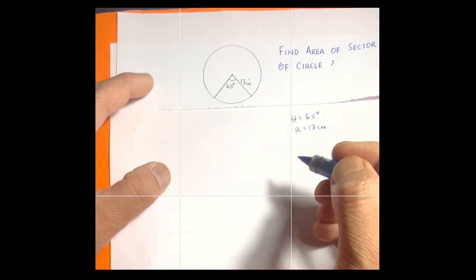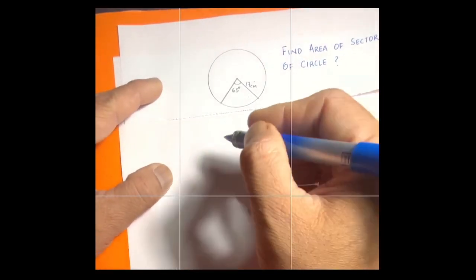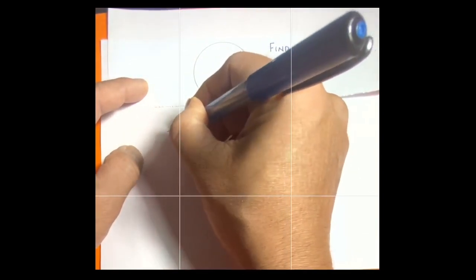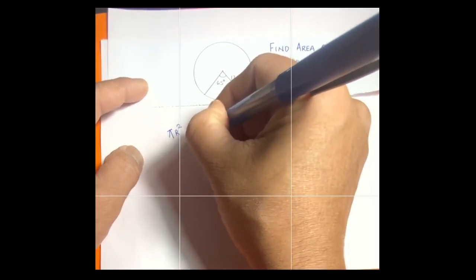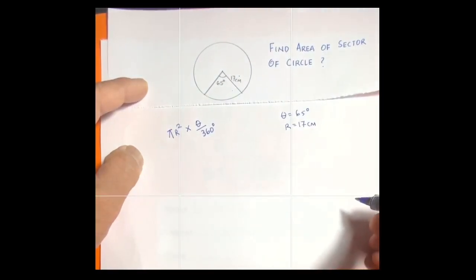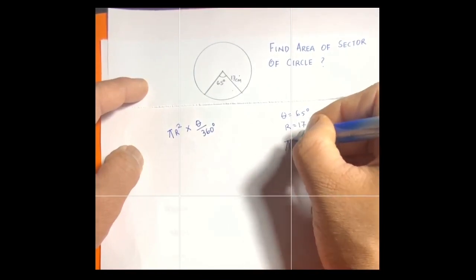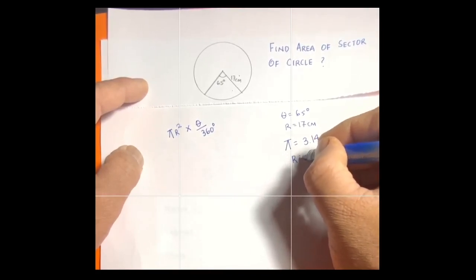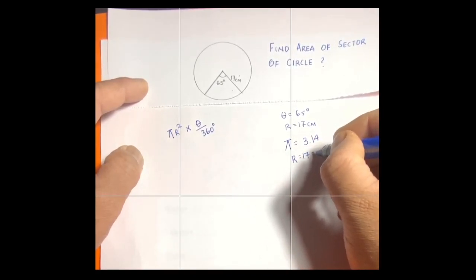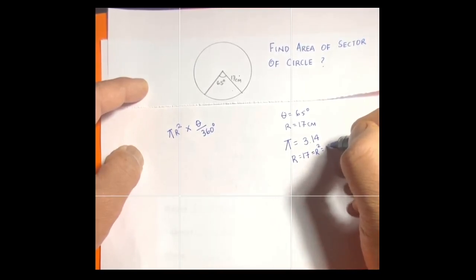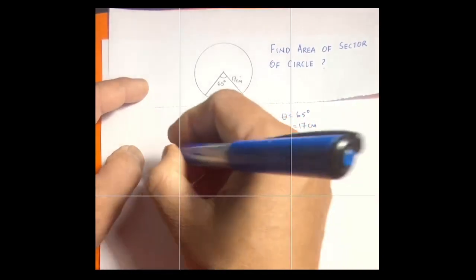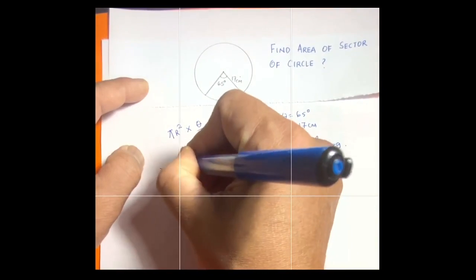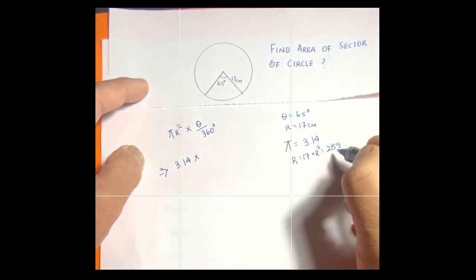So we know the area of a sector of a circle formula is pi r square into angle by 360 degrees. Now we know the value of pi is 3.14. The radius is already given, which is 17, and if we find the square, then it is 289.